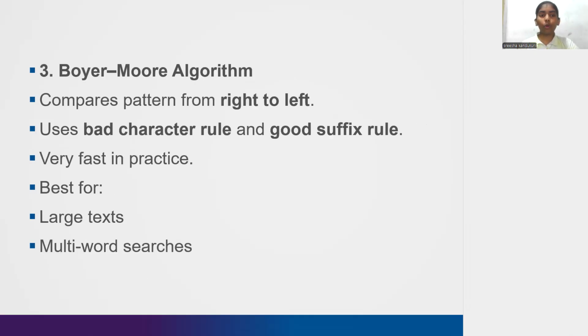And next we have the Boyer-Moore algorithm. It compares the pattern from right to left. It uses the bad character rule and the good suffix rule. It is very fast in practice, and it is best for large text and multi-word searches.